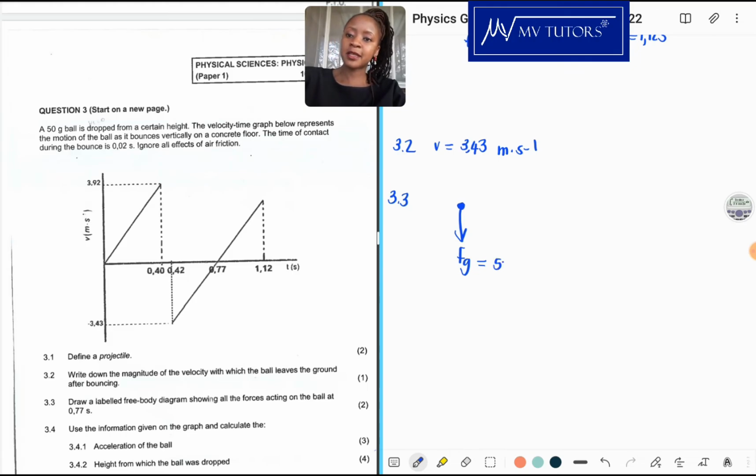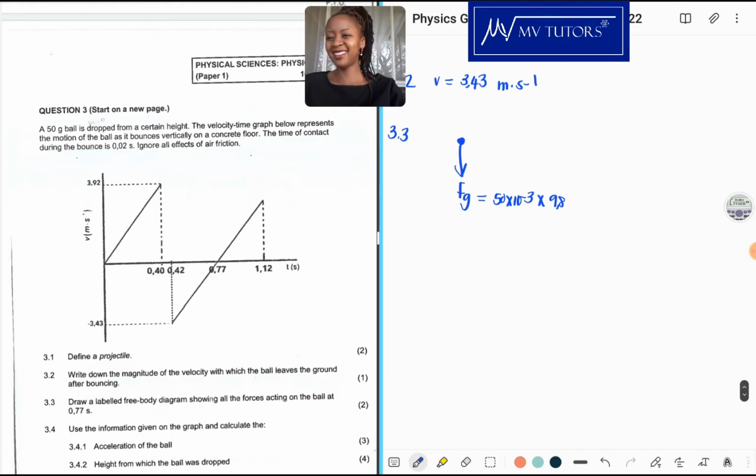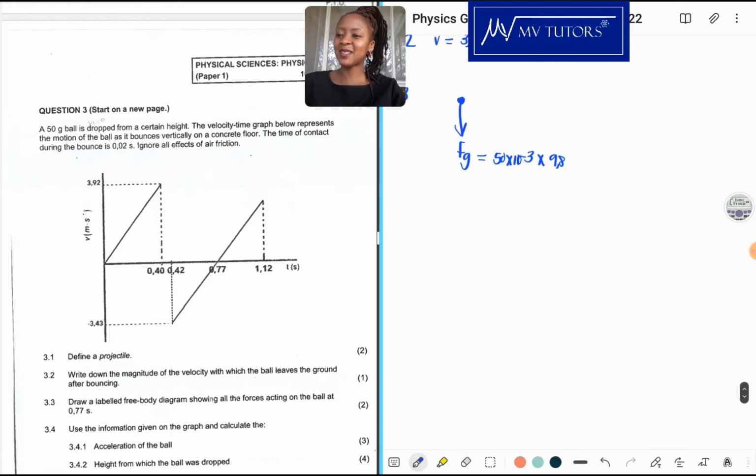So that's basically 50 grams. You don't have to write this. This is just me being me. It's only 2 marks, so that's cool.